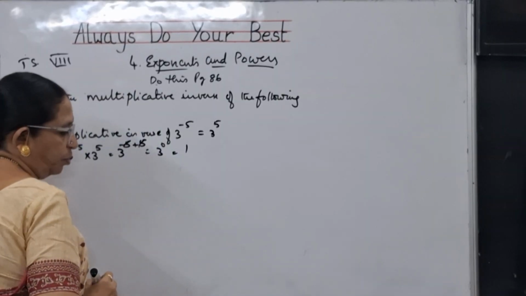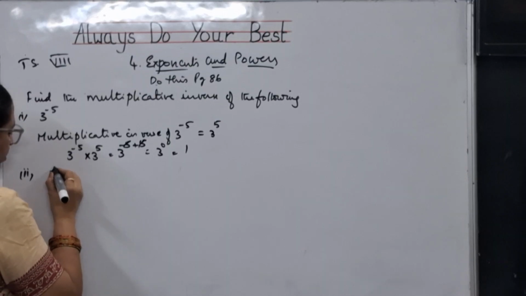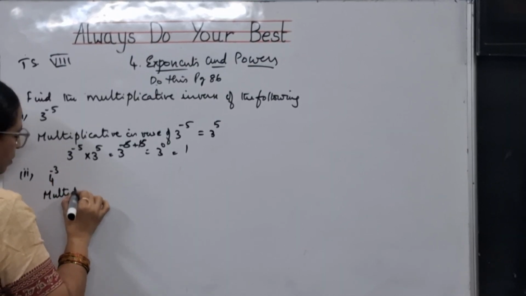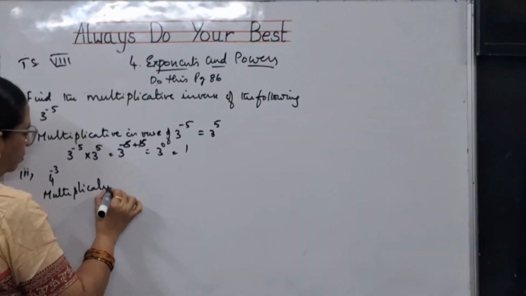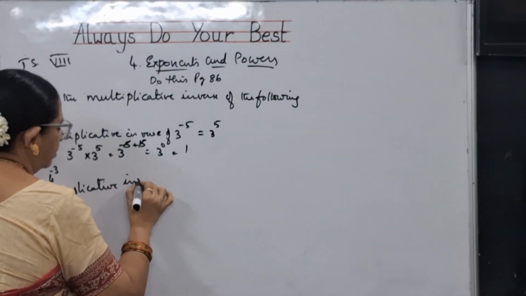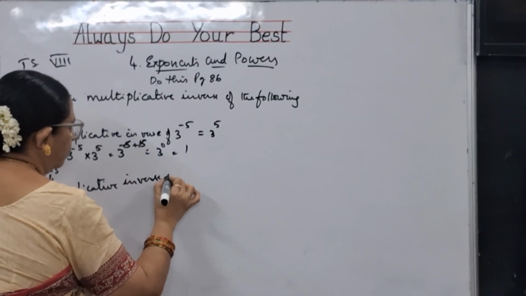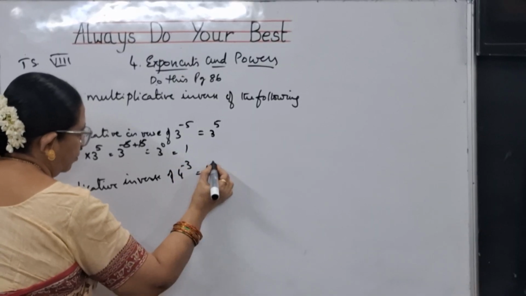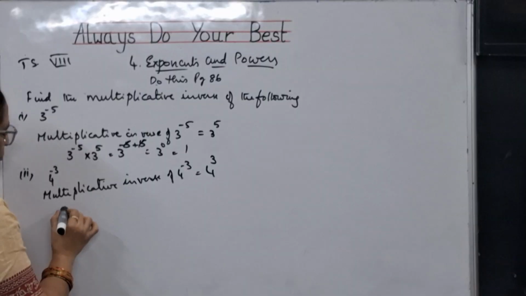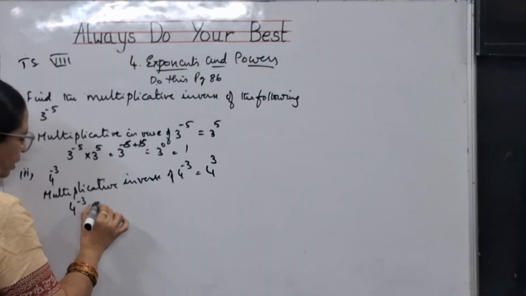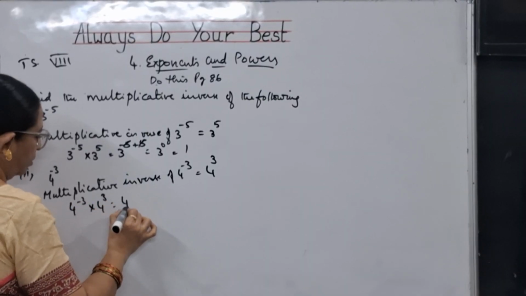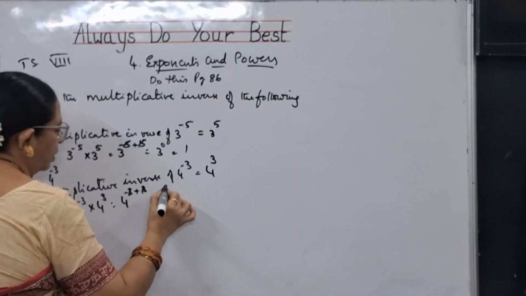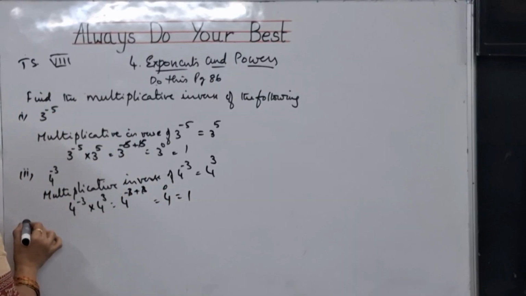Next one, the multiplicative inverse of 4 to the power of minus 3. The multiplicative inverse of 4 to the power of minus 3 is same base, power opposite sign. So we will say 4 to the power of minus 3 into 4 to the power of 3 is 4 to the power of minus 3 plus 3, 4 to the power of 0, that is equal to 1.